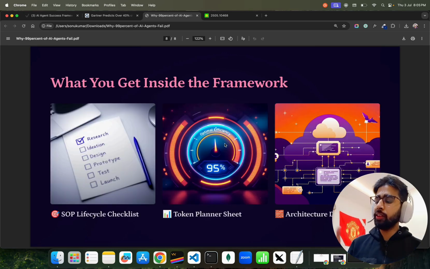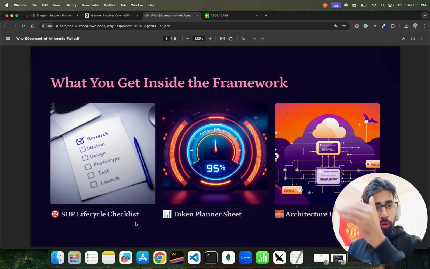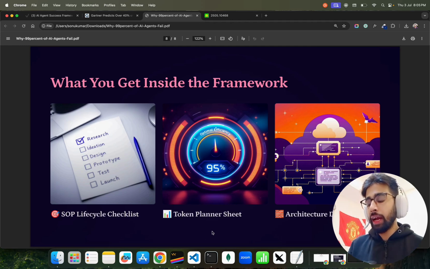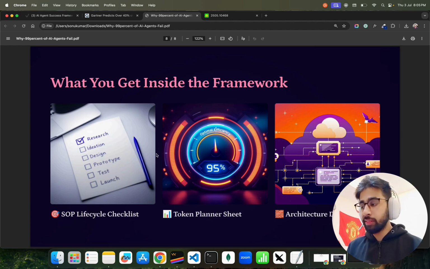What you get inside this framework: you get an SOP lifecycle checklist, you'll get a few SOPs, a checklist, and we have token planner sheets and so on.